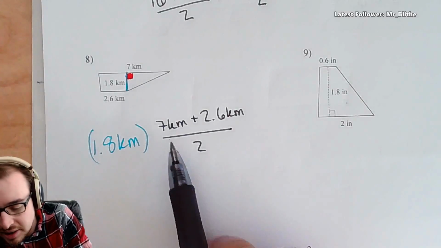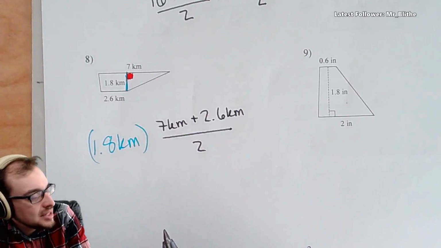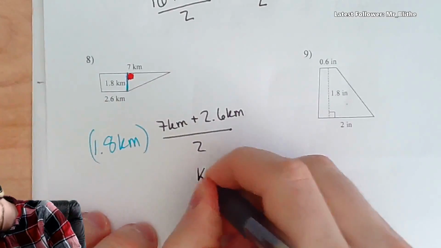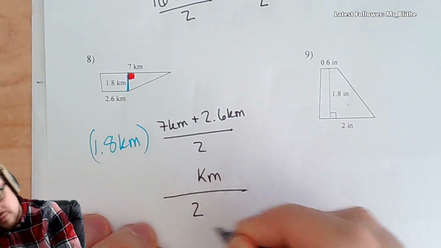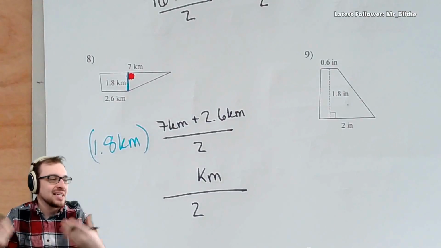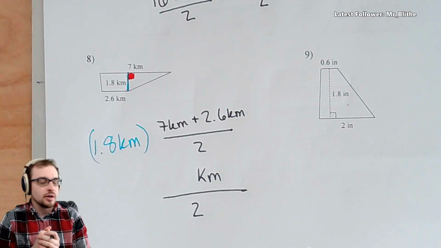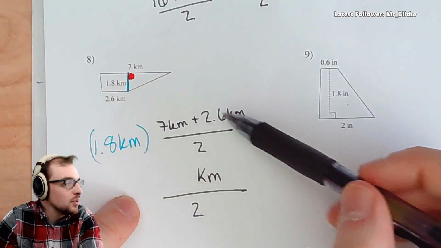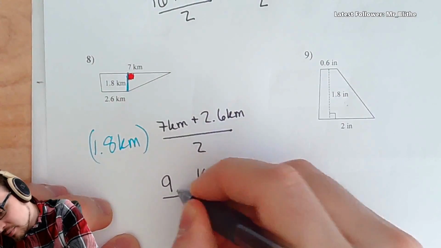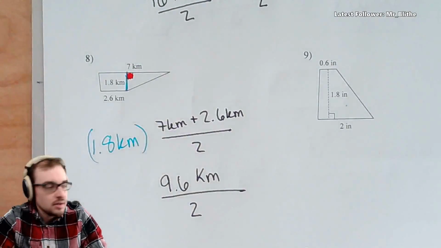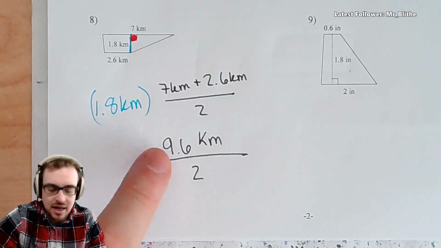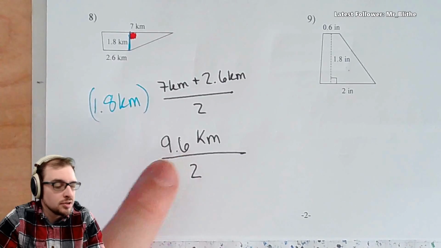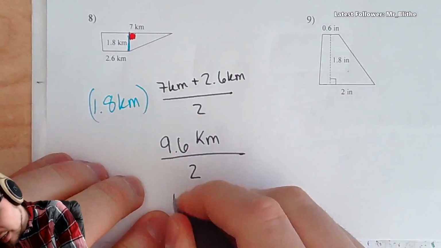So what we're going to do is take 7 kilometers and 2.6 kilometers, add them up. Kilometers plus kilometers is kilometers. If I add 5 feet to 10 feet, I'm going to get 15 feet, not 15 feet squared, right? We're just adding them up. 7 plus 2.6 is just going to be 9.6. When we divide that by 2, 9 divided by 2 is 4.5. Half of 0.6 is 0.3, so 4.5 plus 0.3 is 4.8.